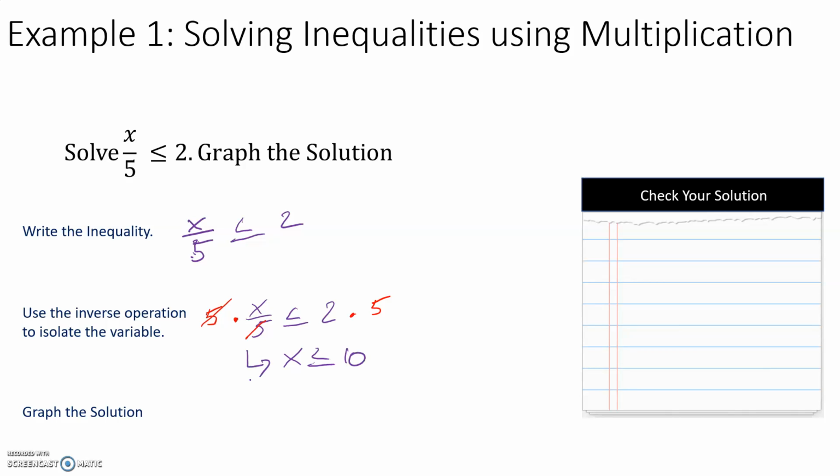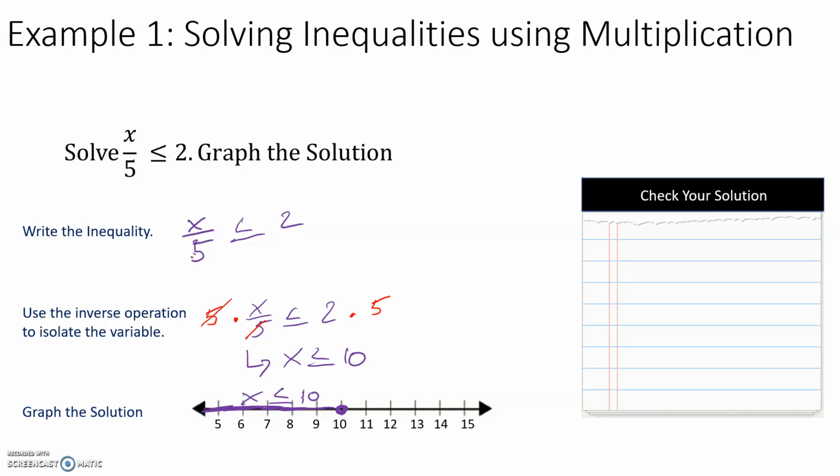Now I'm going to graph it. I find 10, because that's what I'm basing it off of. Closed circle. x is less than or equal to 10, so x is going to be to the left. It cannot be any higher than 10. So there's my graph: x is less than or equal to 10.